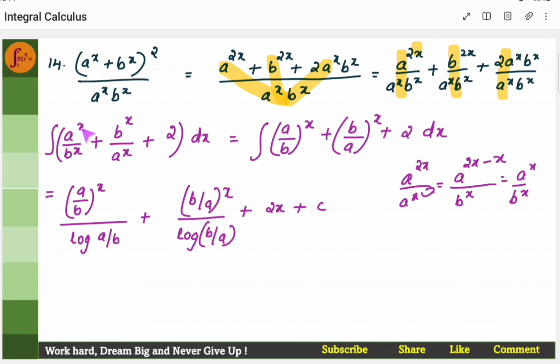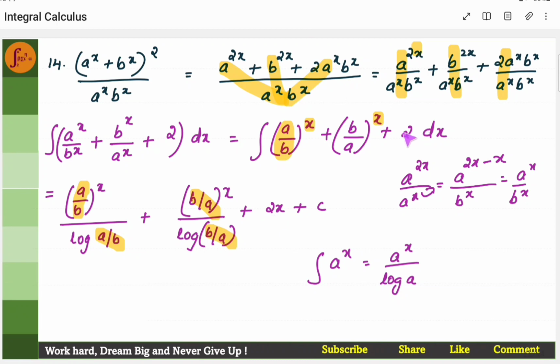And then I can take x as common power like this. And I can assume that this entire thing is of the form a to the power x. Integral of a to the power x is nothing but a to the power x by log a. So that's what we have done here. Assume that this entire thing is a to the power x by log of a, right?